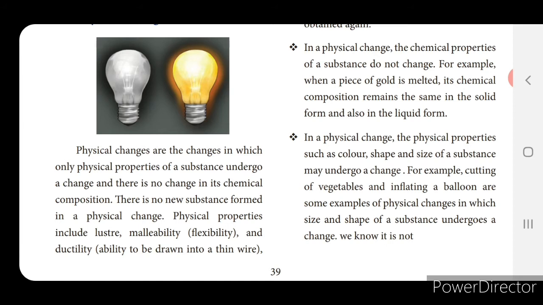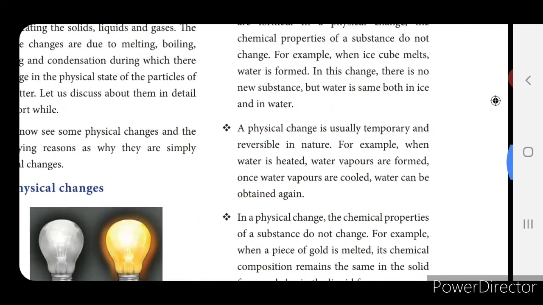Physical properties include, so what are all the physical properties? By seeing one object, what are all the points you can write? That is a physical property. Understood, children? By observing anything, on the basis of outer appearance, if you write some points, we call them physical properties. So physical properties include luster. Luster means shiny appearance. Malleability means it can be converted into sheets. Ductility means it can be drawn into thin wire.